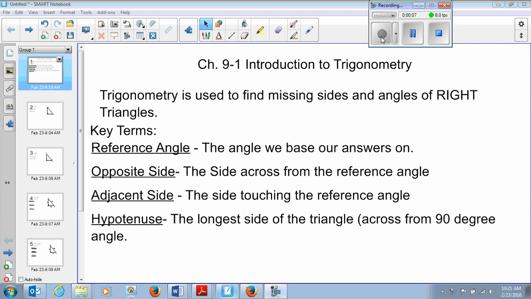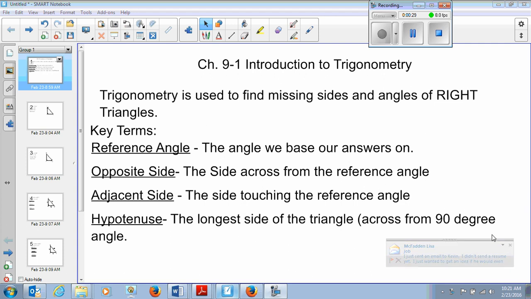We're starting Chapter 9. This is going to be a unit on trigonometry. You may have seen buttons on your calculator, SIN, COS, TAN, and you probably never knew what those meant. In this chapter, we're going to figure out what SIN, COS, and TAN, or sine, cosine, and tangent, mean.